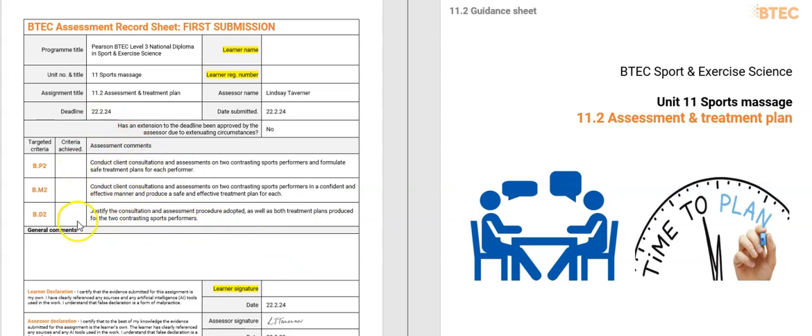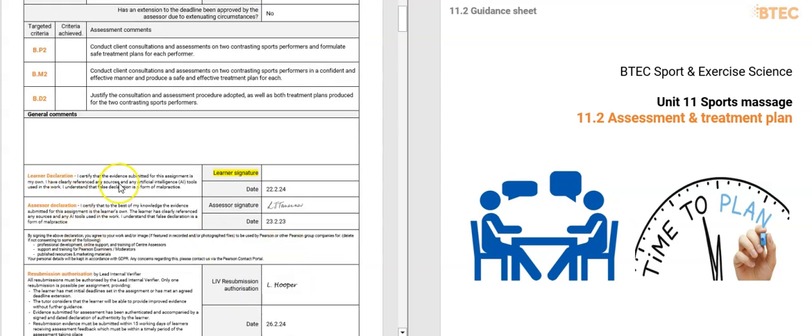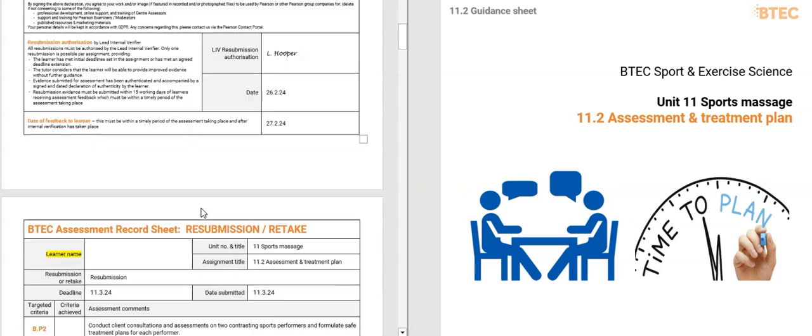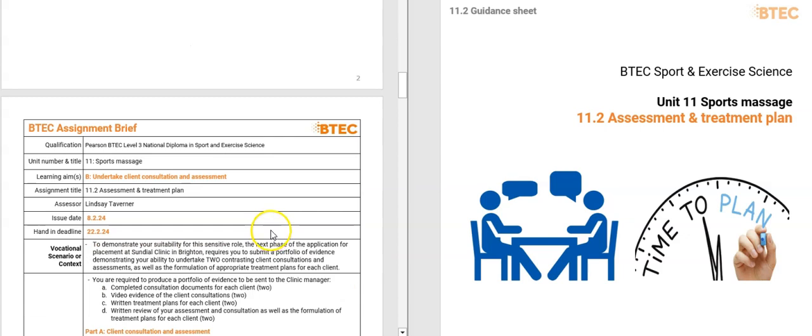This is where I give your grades. I write the comment on you. The yellow stuff is what you need to add, so your name, your signature. Remember, you're declaring that this is all your own work and you haven't plagiarized. You've cited any information you've used. You haven't used any AI to create work for you. And obviously, hopefully this isn't required. This is the resubmission assessment sheet that I will complete.